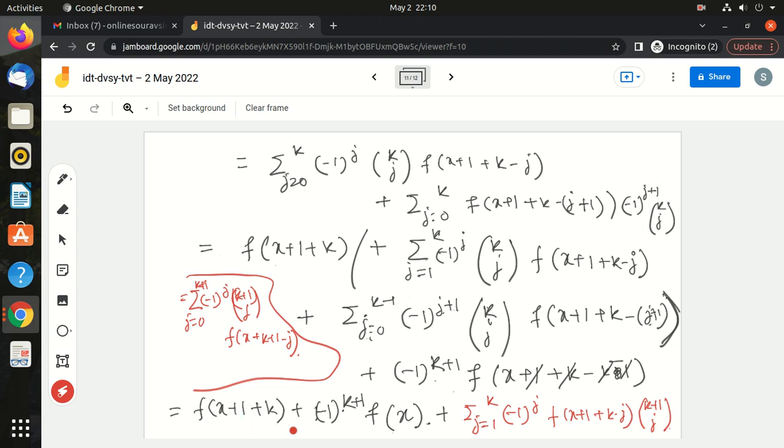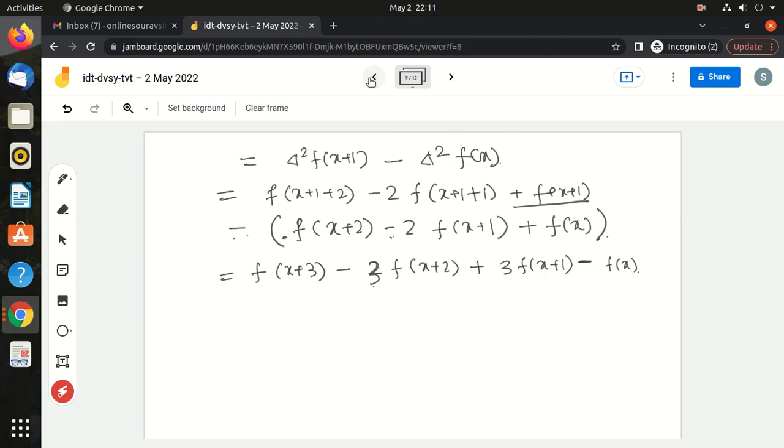Yes, sir. If we put j equal to 0, then we get f of x plus 1 plus k. And now if you put k plus 1, we get minus 1 whole to the power k plus 1 f of x, and the rest of the terms are here. So this was your expression.